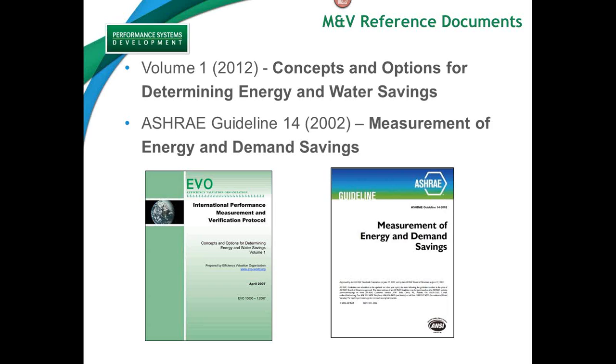Now there are some appendices in IPMVP Volume 1 that cover details, again, like propagation of uncertainty, but there's much more detail in the Guideline 14 document. The IPMVP Volume 1 book can be downloaded for free from the EVO website just by simply registering. The ASHRAE Guideline 14 text is a purchase document from the ASHRAE bookstore.